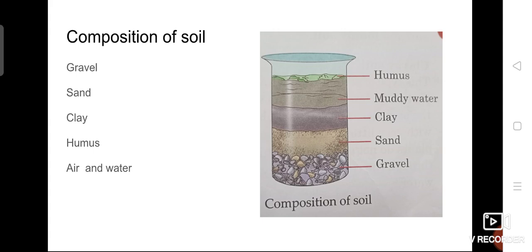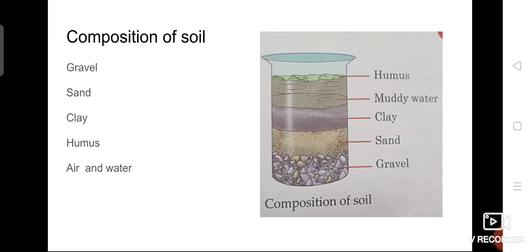You can also check the water content. For example, we can take a handful of sand and heat it, covering it with a lid. After some time, if you open the lid, you can see water droplets inside, which means that soil contains water. When we heat it, the water starts to evaporate. So soil consists of gravel, sand, clay, humus, along with air and water.